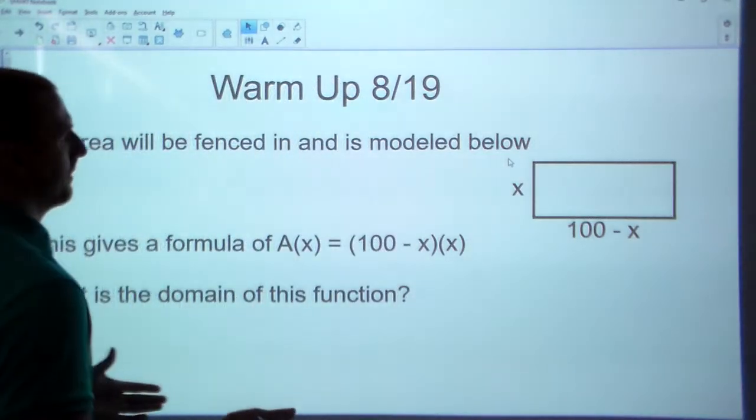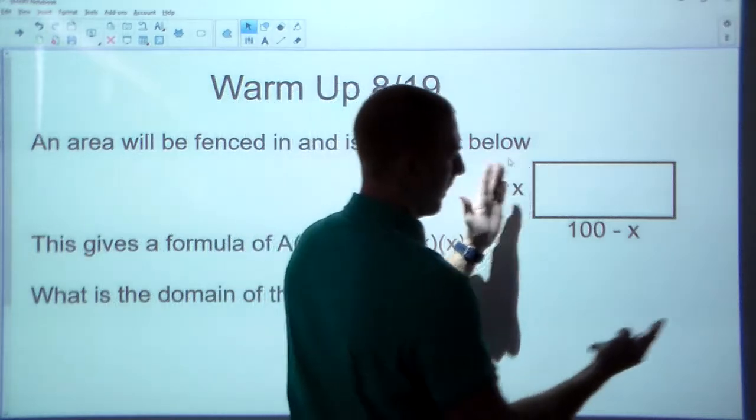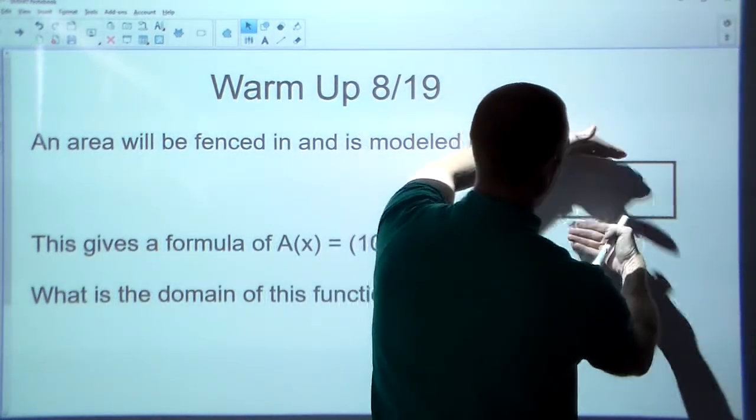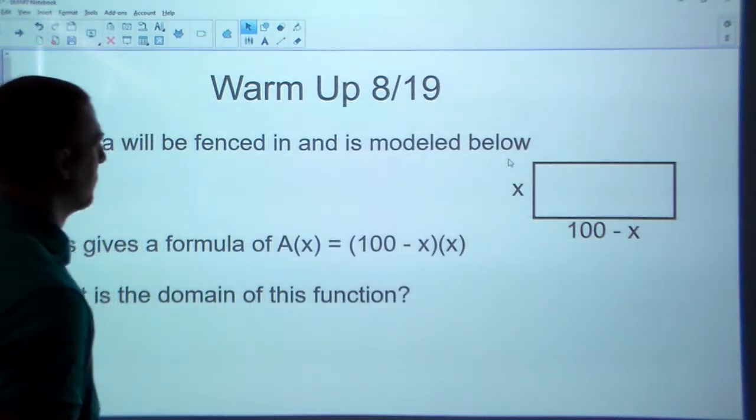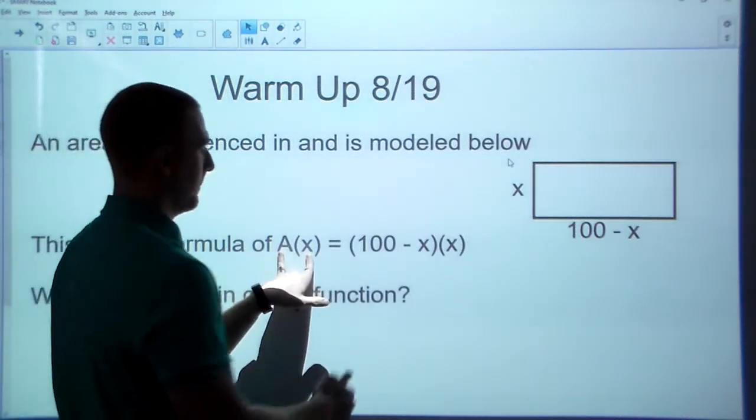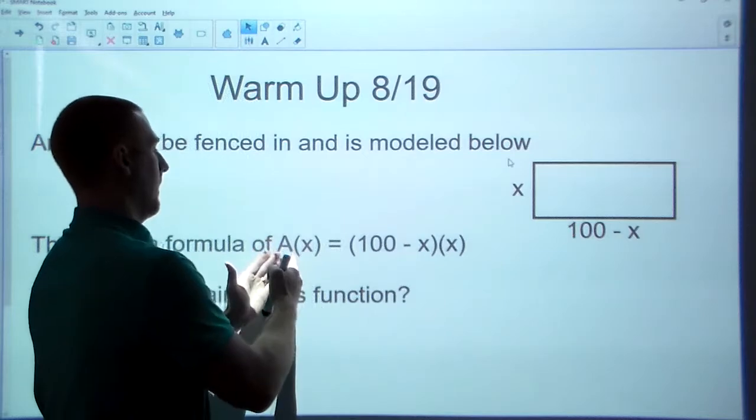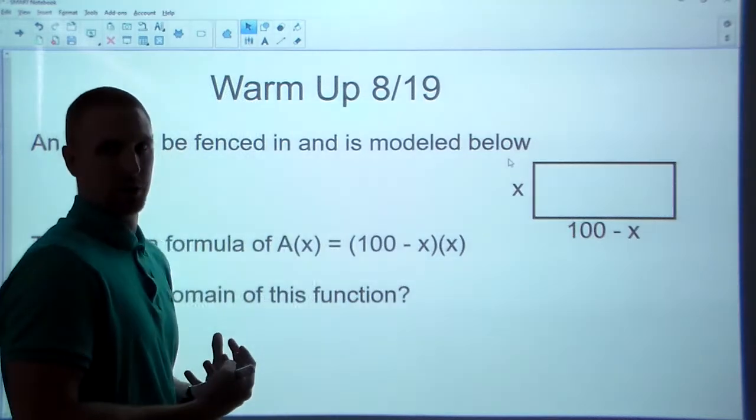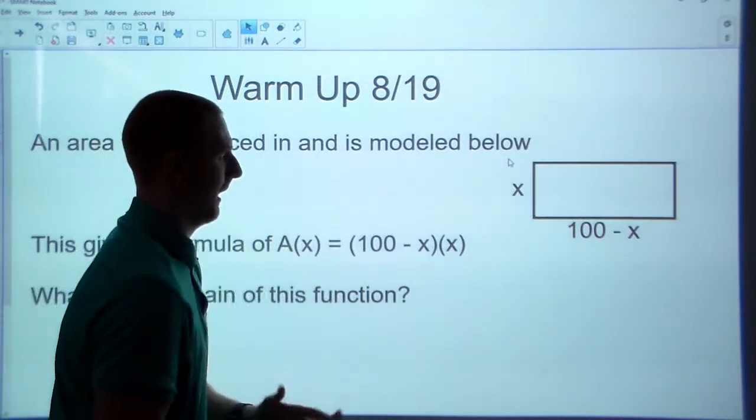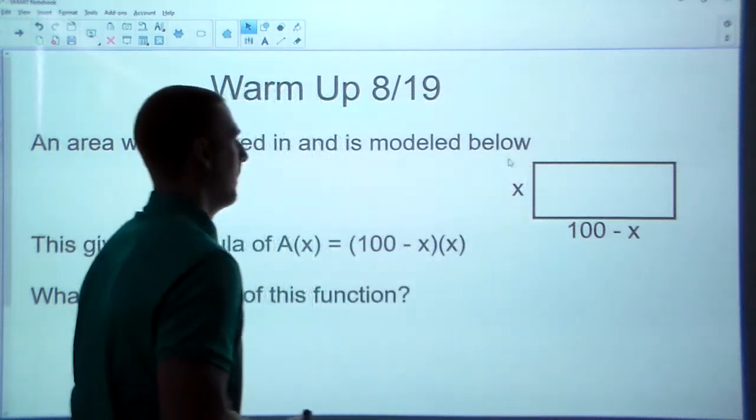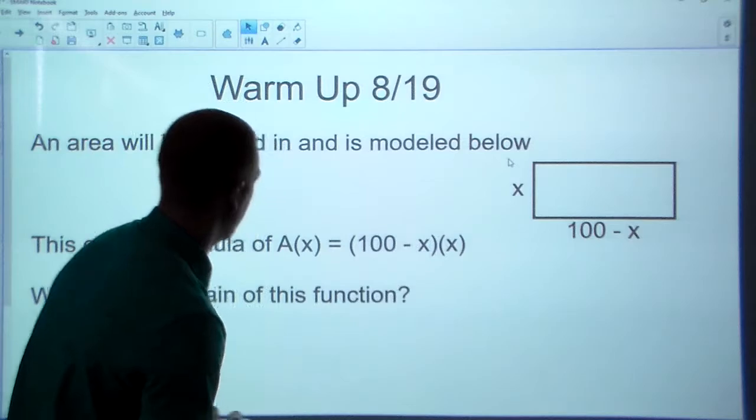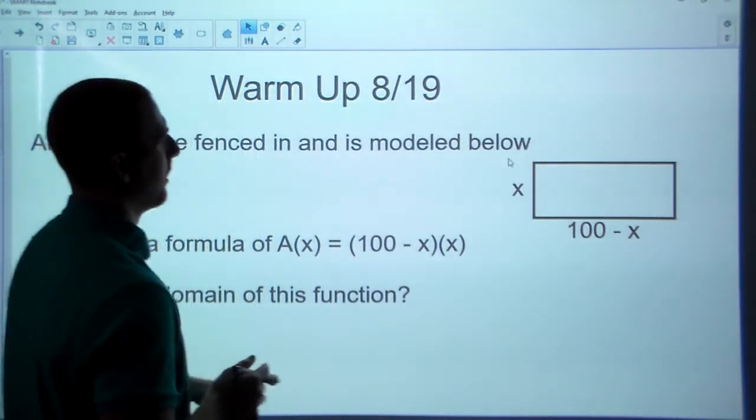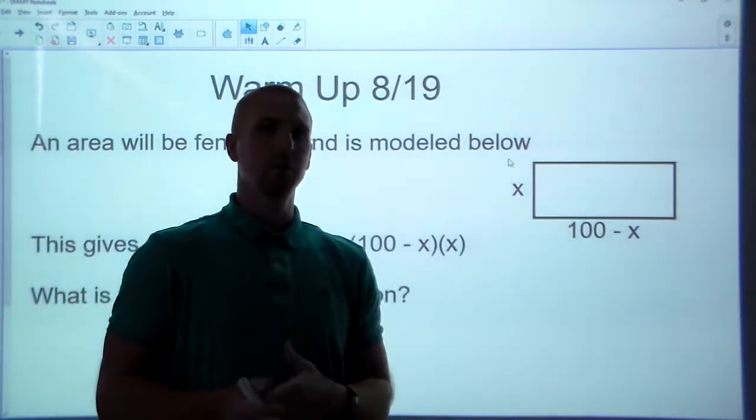So we've got this area to fence in. It's a rectangle, so these two sides are the same, these two sides are the same, here are their dimensions. And I've given you the formula, I've already made it for you. The area in terms of x, so the output area that you're going to get in terms of the input x, which is determined by this side, is (100 minus x) times x, so that's our formula. It's kind of like the volume problem we did on the last set of notes.